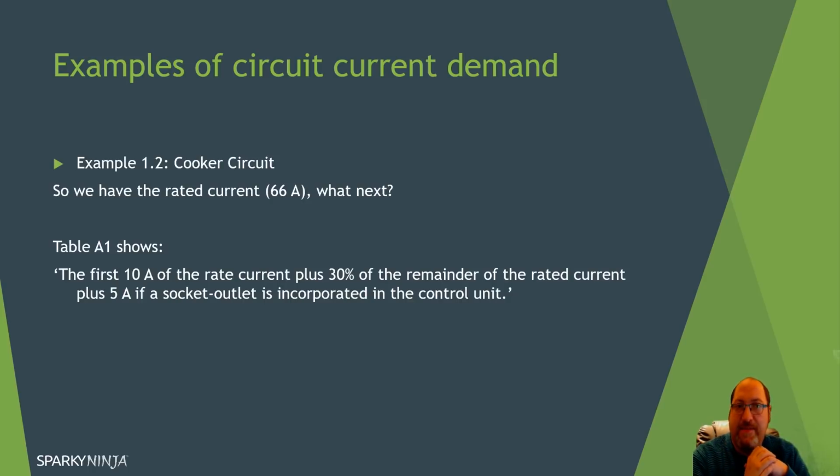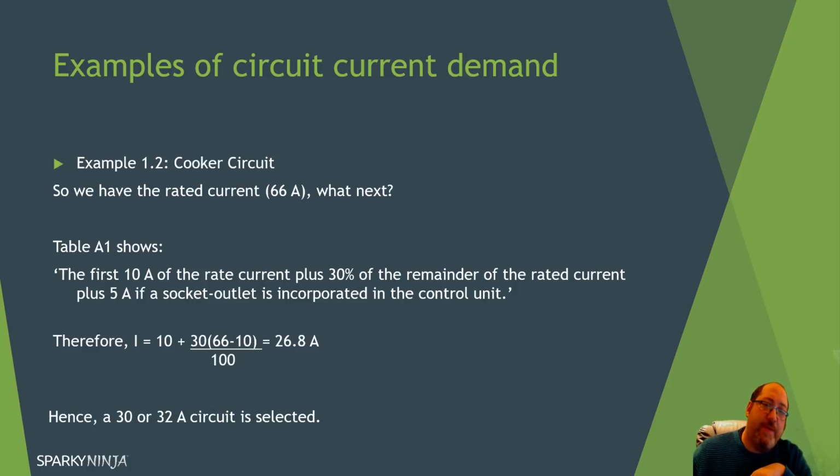But assuming this is a domestic or a household, we can apply the diversity of 10 amp and 30% of the remainder. So what we do is you take 10 amp away from that, so that's going to become 56. You multiply 56 by 0.3 or 30%, then you add the 10 back. That's how it's written in the book. The way it's written in the book is a bit confusing, but it's the 10 plus 30%, 30 over 100, of the remainder, which is 66 minus 10. Yeah, so it's 30% times 56. Don't know why they have to write it that way, but that's just the way it's in the book, so I've written it there.